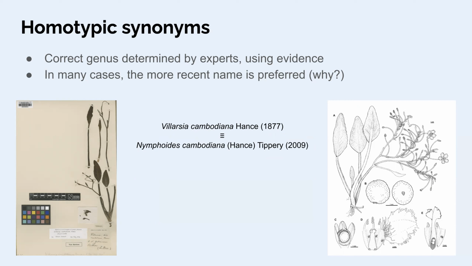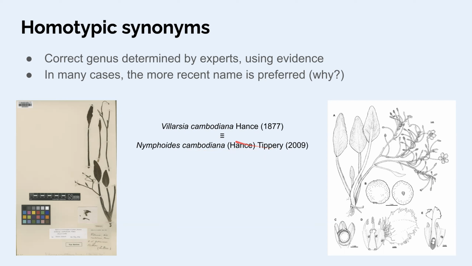And kind of an important difference from what we saw before, if you've got heterotypic synonyms, the older name gets used. If you've got homotypic synonyms, then you end up with a newer name that often is the name that's preferred. So by putting this into the genus Nymphoides, this reflects the current understanding of its phylogenetic position, its morphological similarities. And it's actually a name described in 2009 that is generally accepted as the current name here. So it's still giving credit to Hance from 1877, but it was actually a name established in 2009.